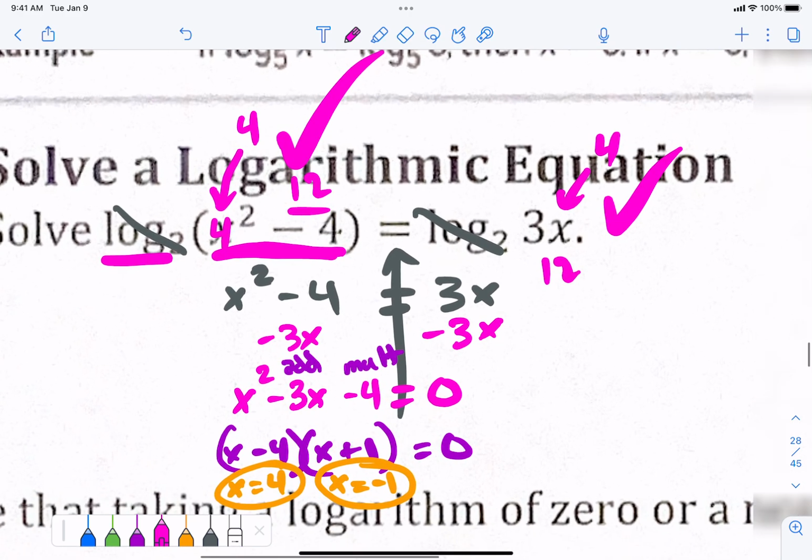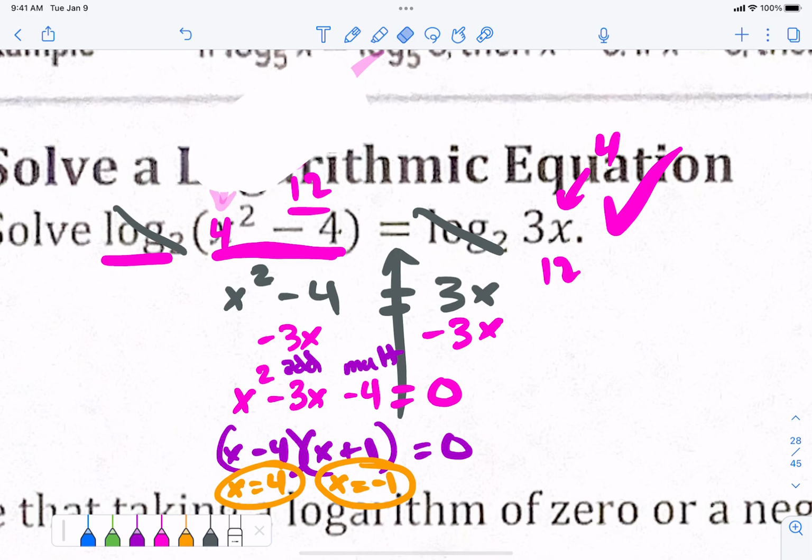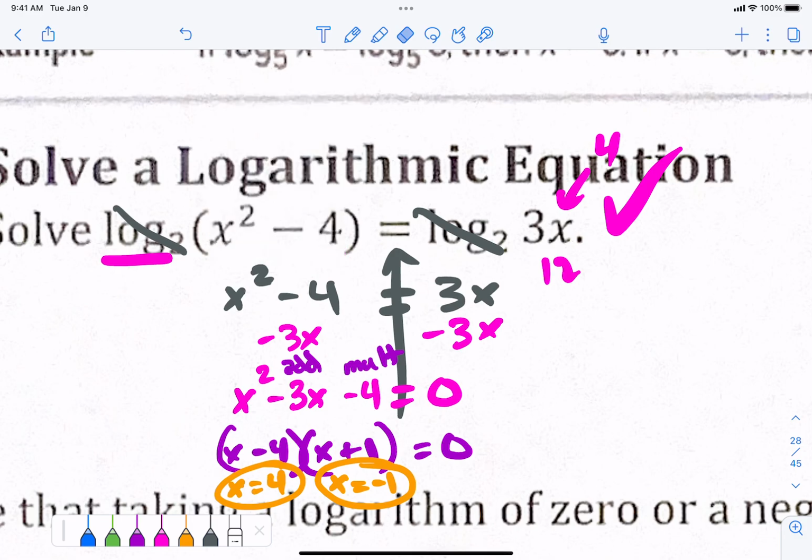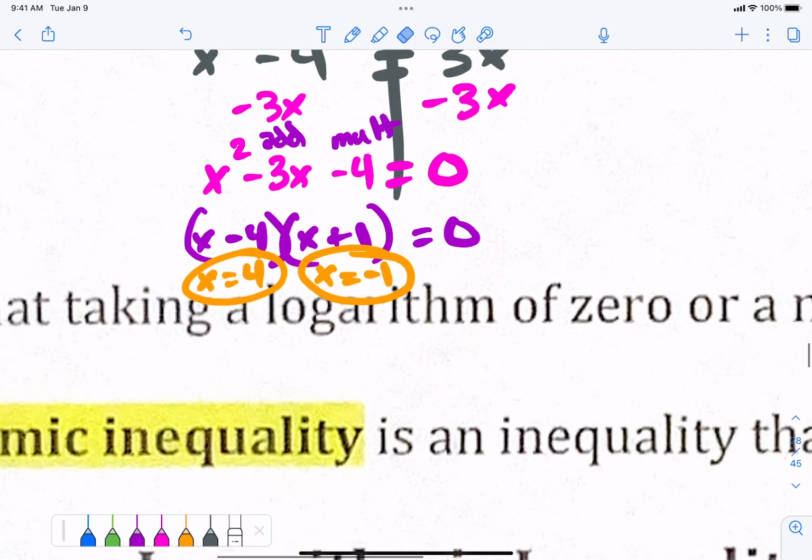That still works, right? But let's say I plug a negative 1 in. Negative 1 squared is 1, minus 4 is negative 3. Can you take log of a negative 3? No. So what happens? Error. That means I only have x equals 4 as my answer, because when I plug that back in, it's not going to give me a good number, right? Just the positive number ends up being an answer.